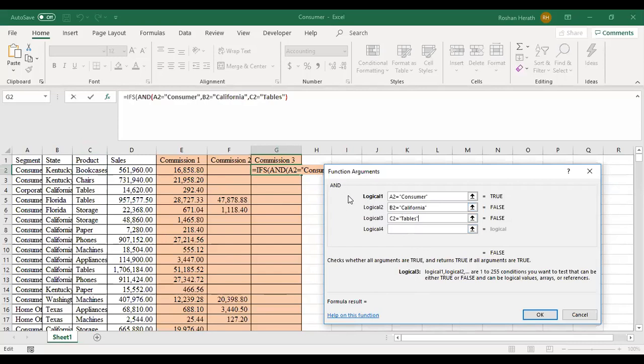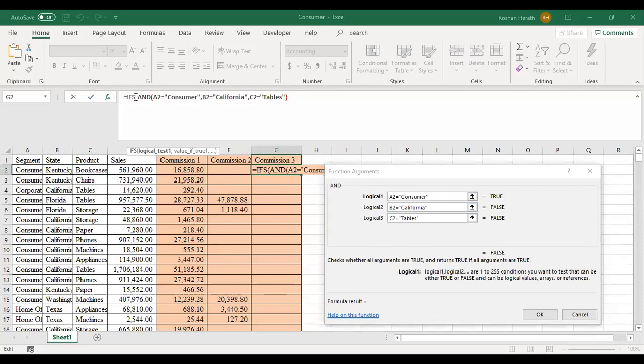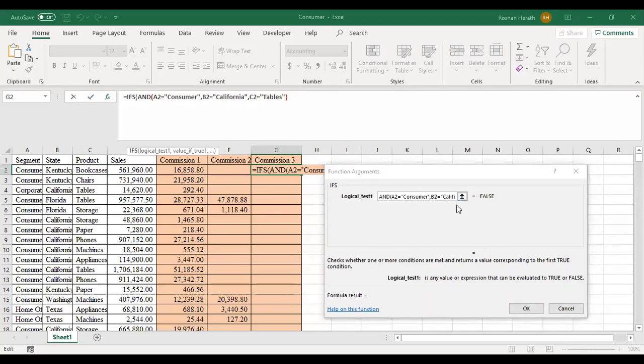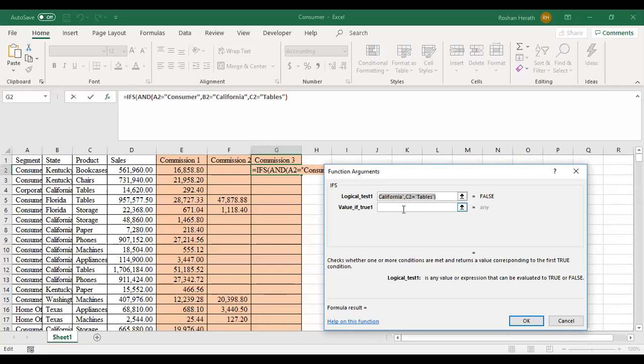The AND condition would suggest that everything has to be satisfied. If everything gets satisfied, I may click on the ifs, and valid if true has come over there. Valid if true, you have to say what you are supposed to do. If everything gets satisfied, you are going to say allow a commission of 7%.